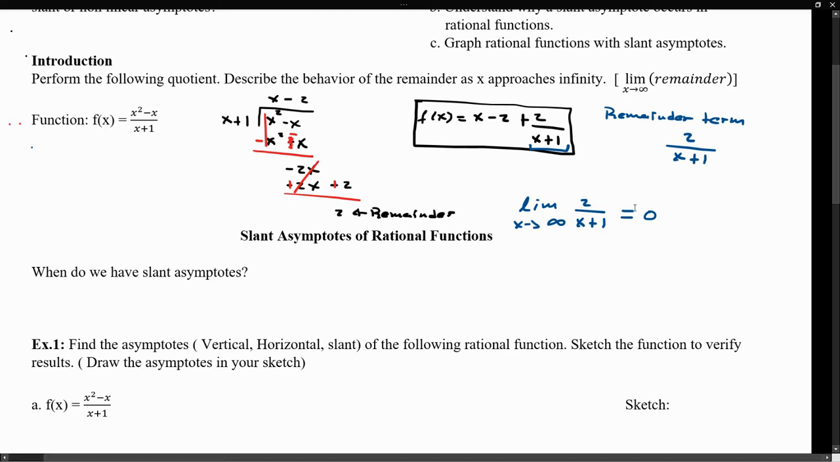So what we have shown here is that if I take a look at the remainder term and let x go to infinity, then my remainder term is just going to go towards 0. And we're going to be using this idea when we start looking at slant asymptotes. But let's just put this to the side and we're going to come back in a second.